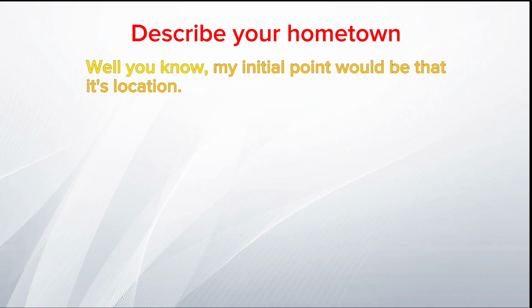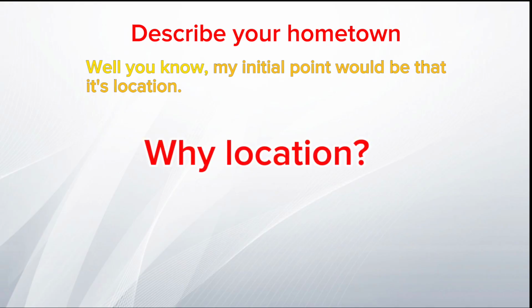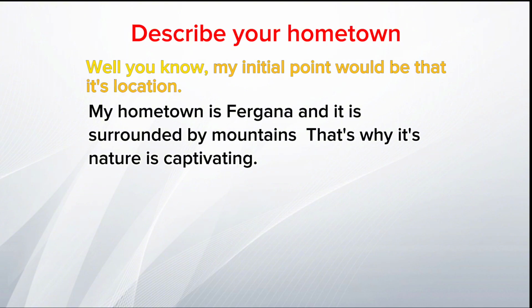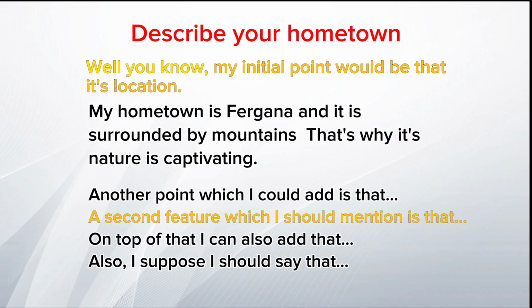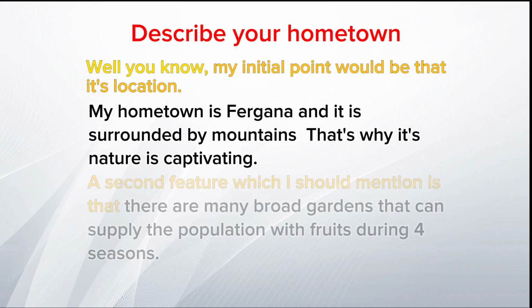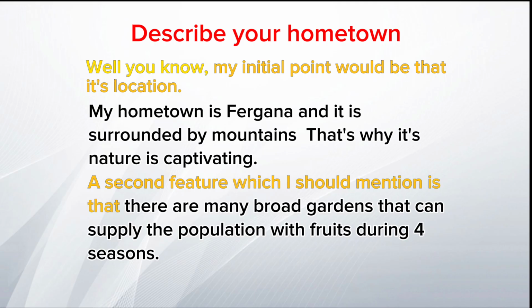And here we need to explain why location. My hometown is Fergana and it's surrounded by mountains, that's why its nature is captivating. We end our first piece of information, now we can move to the next one with the second pointing phrase. I choose, a second feature which I should mention is that there are many broad gardens that can supply the population with fruits during 4 seasons.